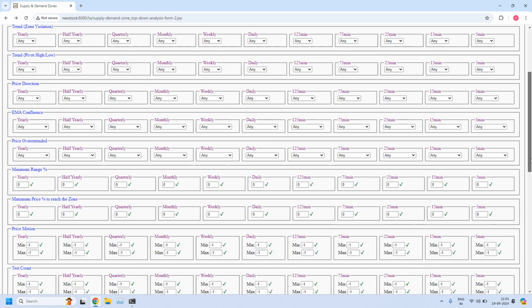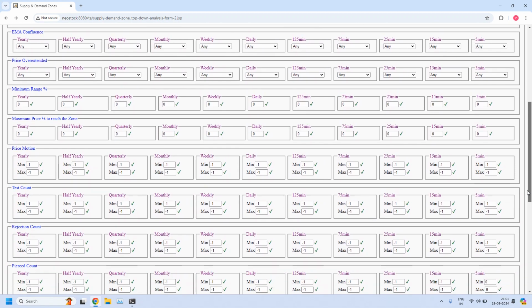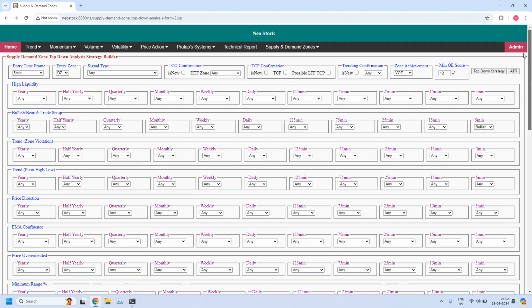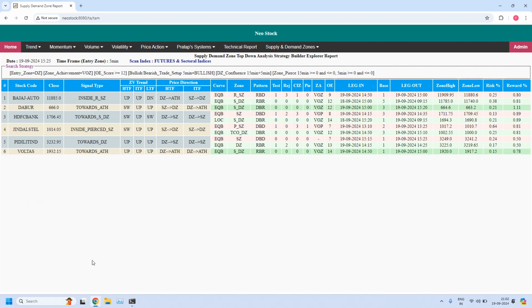Here in the pierced count, the 15 minute zone also should not be pierced, because 5 minute zone is part of 15 minute zone. If the 15 minute zone is pierced, it is not a high probability setup. So I am setting 15 minutes also minimum maximum value 0. So that means the 15 minute zone is not pierced. In that, 5 minutes not pierced zone is available. That is the meaning. Earlier 6 stocks filtered. Okay, all the 6 stocks are there. That means in all the 6 stocks, 15 minute zones also not pierced.